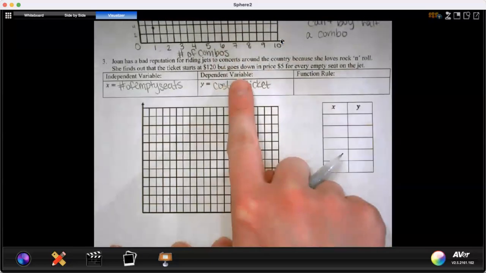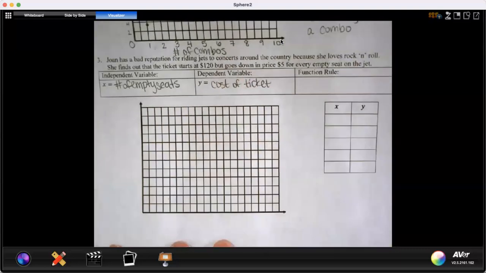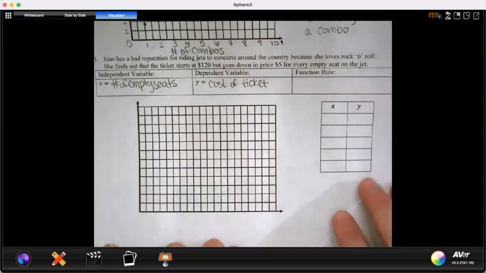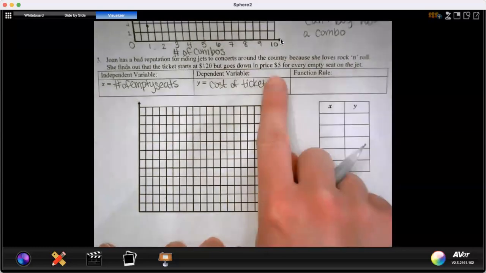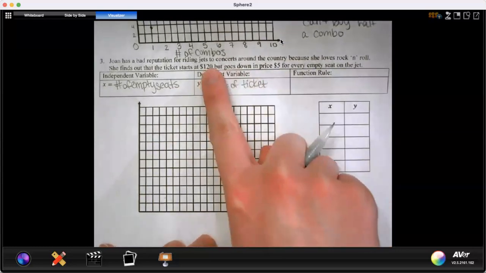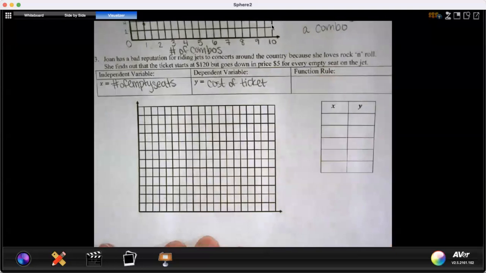Because that cost depends on how many empty seats you have. Now, go ahead and think about what we would do to incorporate 5 and 120 to create a function rule. So let's see what you did.